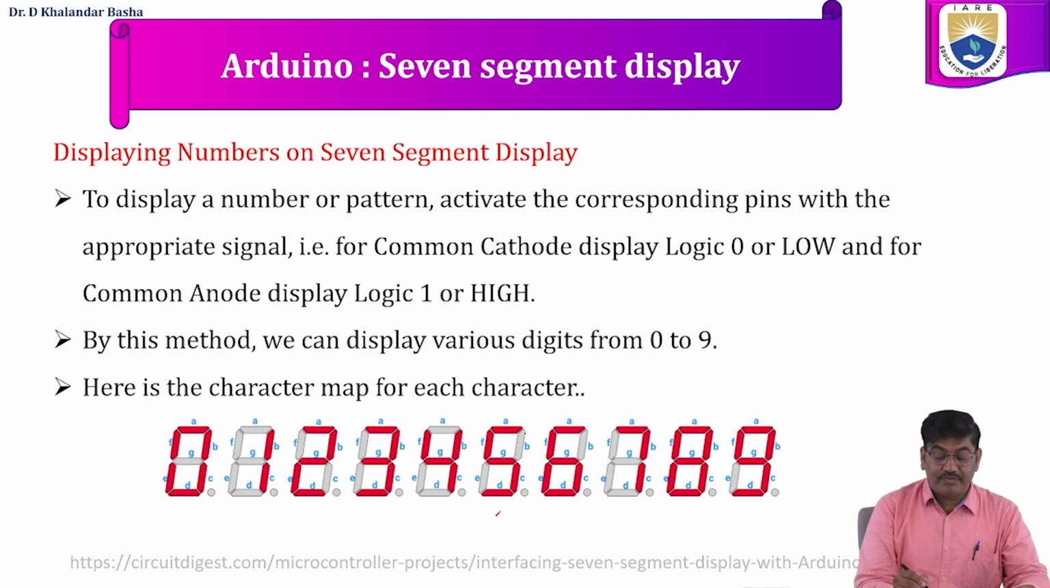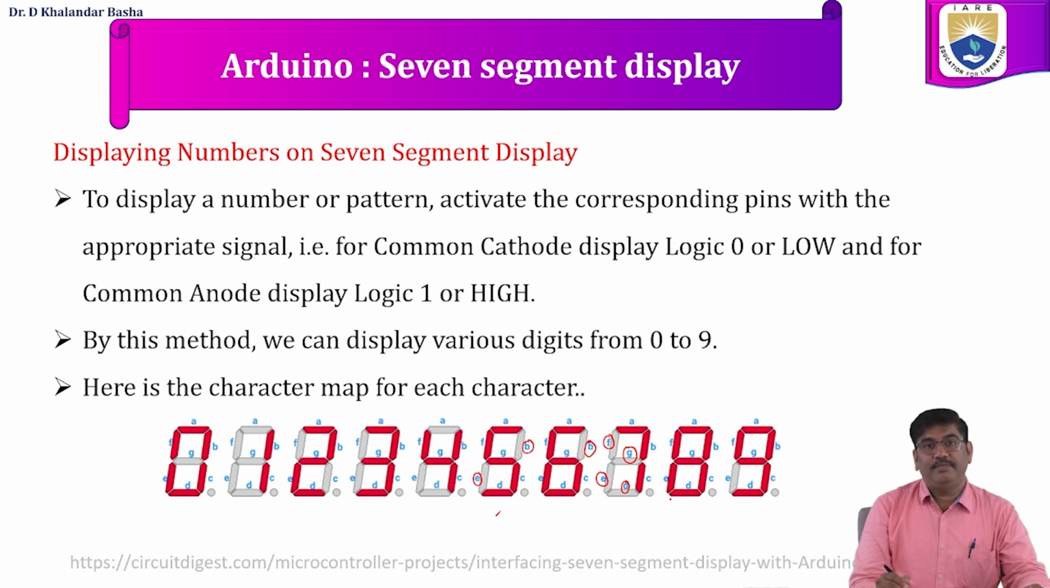For displaying 5, LED segments A, C, D, F, G should be on. The LEDs B, E are to be in the off state. For displaying 6, LED segment B should be off, and the remaining LED segments should be in the on state. For displaying 7, A, B, C should be on. The D, E, F, G segments will be in the off state.